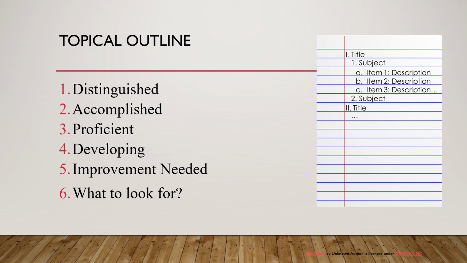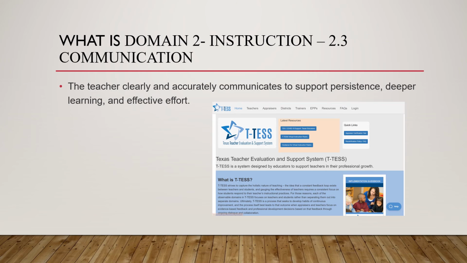The topical outline for Lesson 4, we will first be going over the 5 performance levels, which are distinguished, accomplished, proficient, developing, improvement needed, and finally we'll be going over what to look for in Lesson 4. We'll be using both of those resources to find out what is Domain 2 Instruction 2.3 Communication. That is that the teacher clearly and accurately communicates to support persistence, deeper learning, and effective effort.